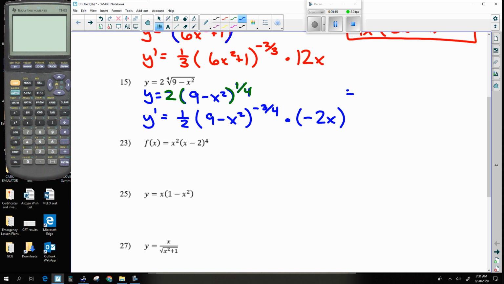Okay, here comes the cleanup crew. I'm going to multiply the negative 2x with that front 1/2. So that's going to be negative 1x, or negative x, 9 minus x squared to the negative 3/4.